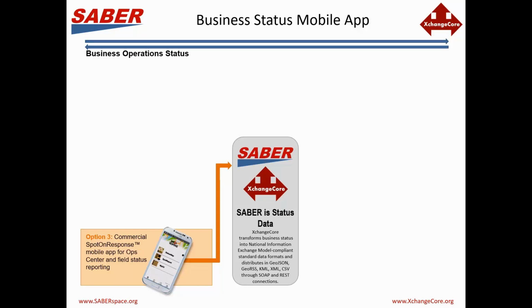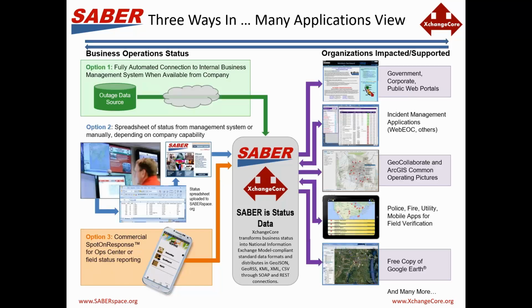And when it gets into SABER, any one of those 3 different ways, it comes out the other side in standardized formats that can be viewed by just about any other kind of technology, whether it's a portal, applications, or geospatial tools like ArcGIS or Google Earth, other people's mobile apps, all of that. Because the whole focus of SABER is data to share, the data is standardized, and we're able to provide it in many, many different formats, which you'll see a couple of examples of today.